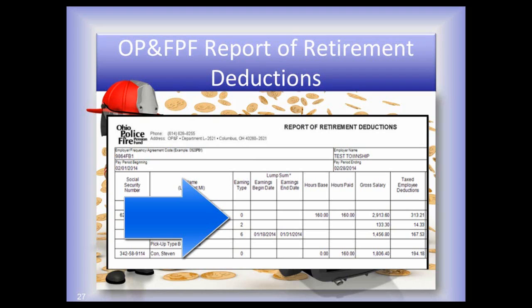$133.30. Code 3, longevity. There are several different ways longevity can be reported, depending on the employer pay practices. If paid annually, you would normally report earning dates of January 1st through December 31st. However, some employers pay longevity based on the member's anniversary date of hire. For example, if a member has an anniversary date in the month of April, the employer would report dates of April 1st of the prior year through March 31st of the current year.